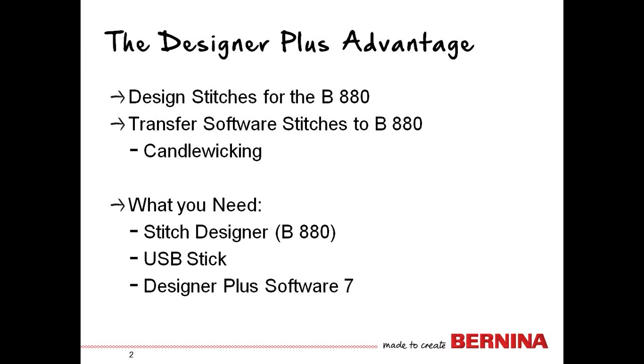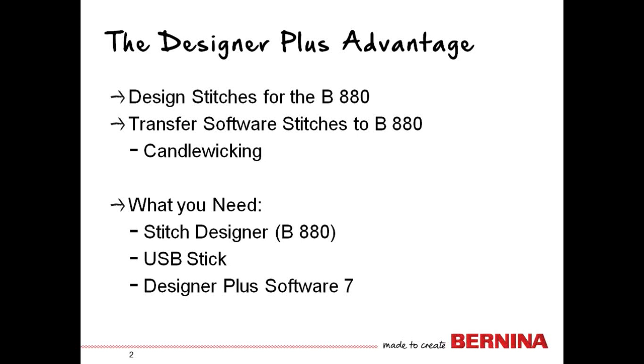So you could have a larger screen, spend a little bit more time working on how you want everything to work out. But there's also stitches that come with the Bernina Software 7 that you don't have on your sewing machine, such as candle wicking. So I'm going to show you how to design a stitch in the Bernina Embroidery Software, and then we're going to take that to the Bernina 880, and I'll show you how to retrieve that.